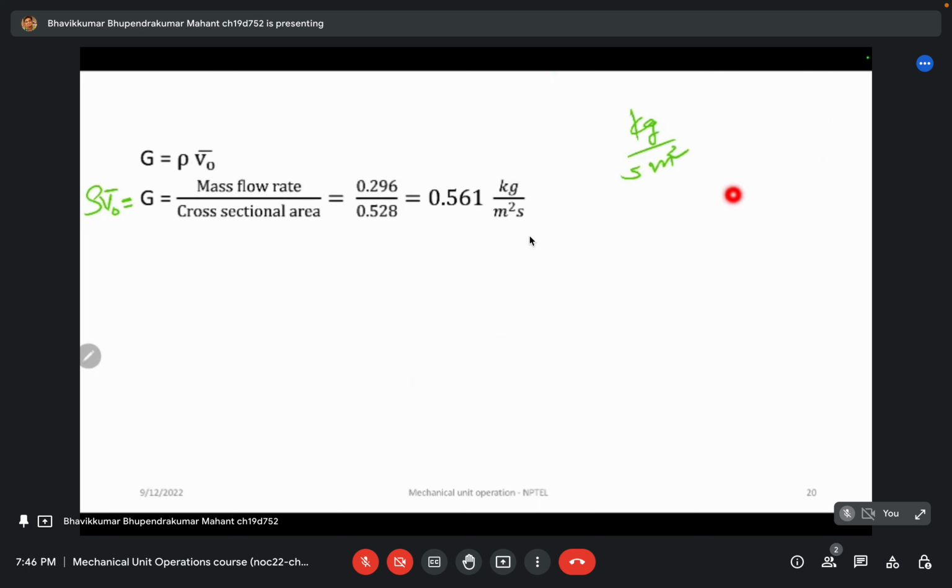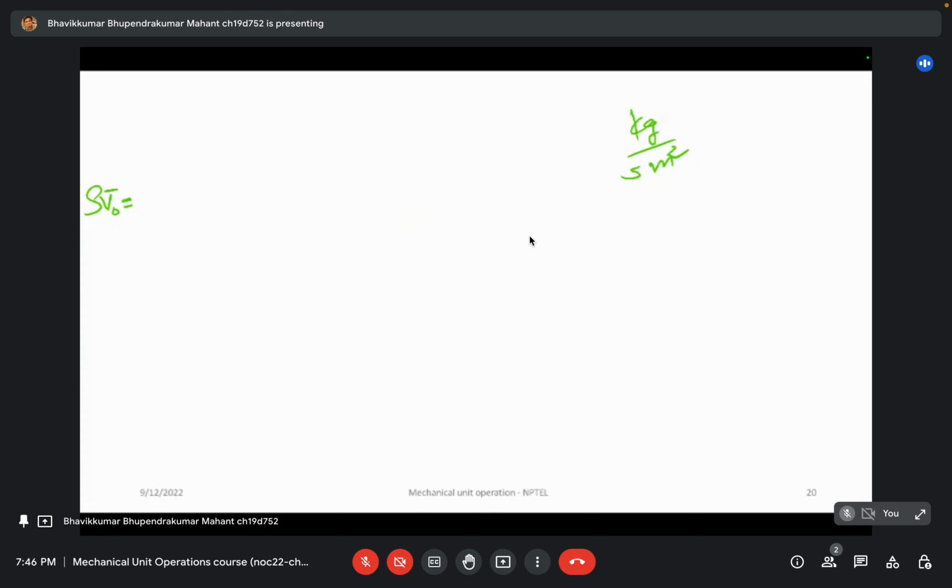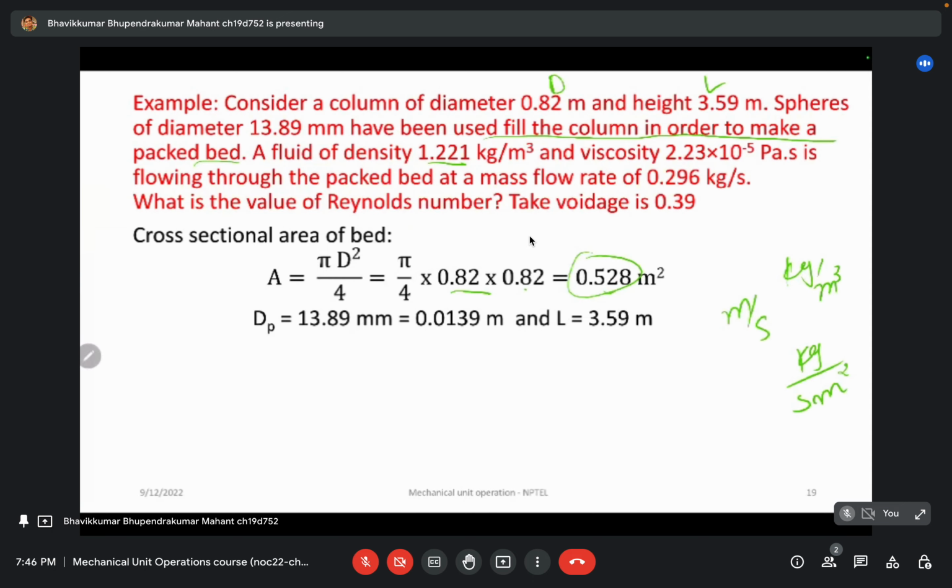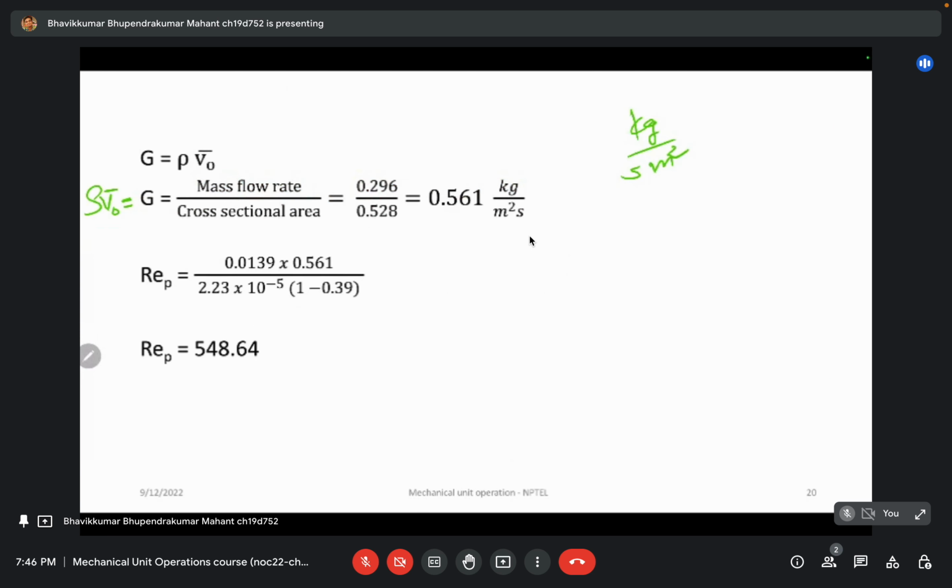So for that we have the mass flow rate 0.296 and the cross sectional area we just found. That's why we require the cross sectional area in our Reynolds number. So cross sectional area is 0.528 and we'll get 0.561 kilogram per meter square into second. We just substitute the value in the Reynolds number equation and then we'll get the Reynolds number as 548.64.